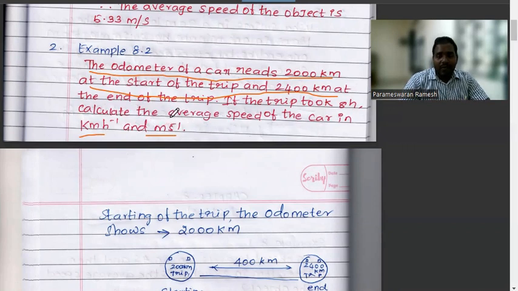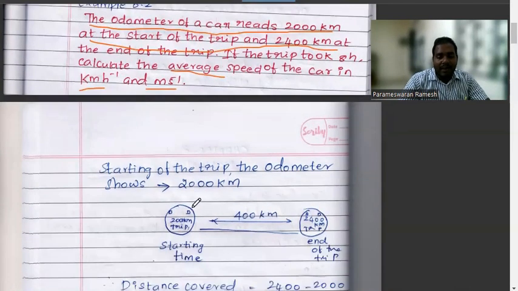So what we need to find is average speed. What is the formula for average speed? Average speed is equal to total distance traveled by total time taken. Suppose I have a speedometer in my vehicle. At the start of the trip it reads 2000 kilometer, so already 2000 kilometer has been run. Finally I finish my trip and it shows 2400 kilometer.